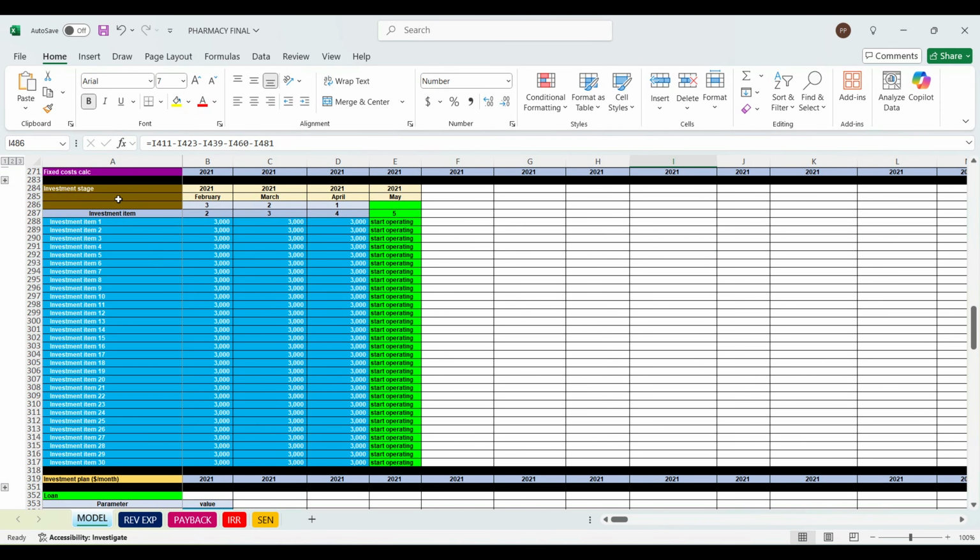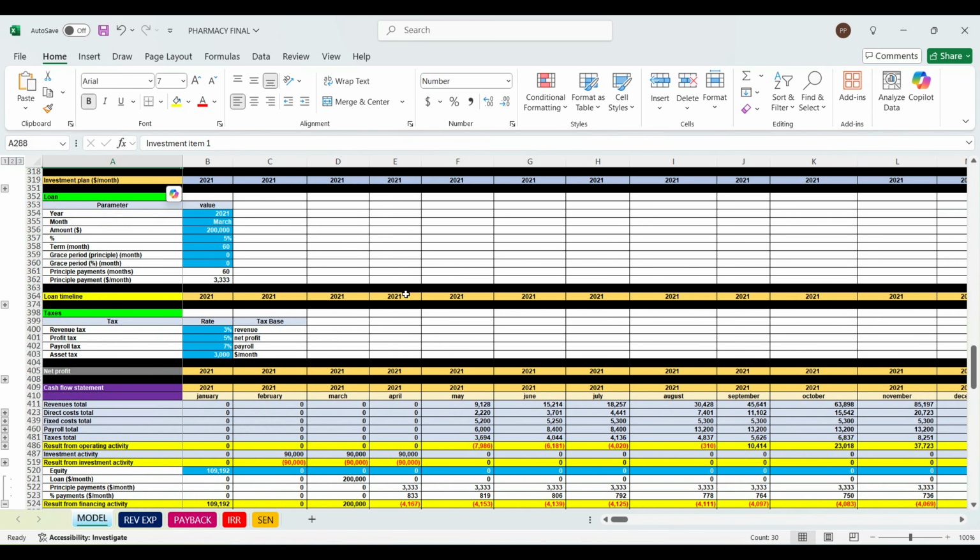Then we're moving to the investment plan. So here we have the first month of operating activity, and then we are going back and assuming that we have 3 months of investment stage. So here we specify what we're going to invest in, and here we specify how much we're going to invest in this or that investment plan item.